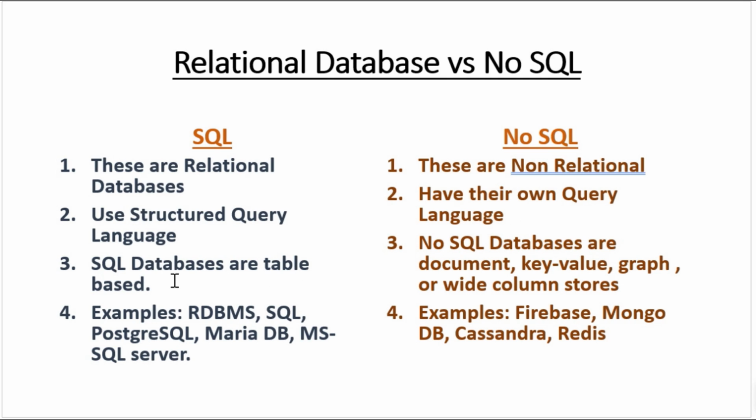Similarly, in SQL the data is stored in the form of tables. SQL databases are table based, right? And NoSQL databases are in the form of document, key-value, graph, and wide-column stores. So these are some of the forms in which the data is stored, right? Some examples of relational databases, RDBMS, Relational Database Management System, are MySQL, PostgreSQL, MariaDB, MS SQL Server. And in case of NoSQL, it's Firebase, MongoDB, Cassandra, Redis.